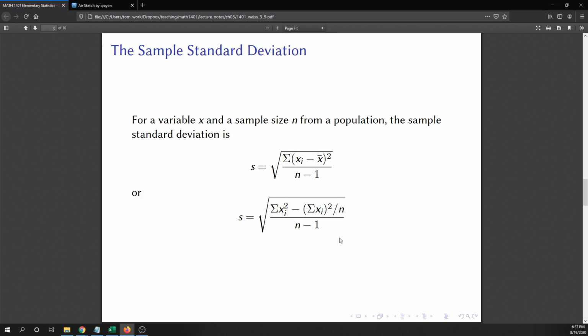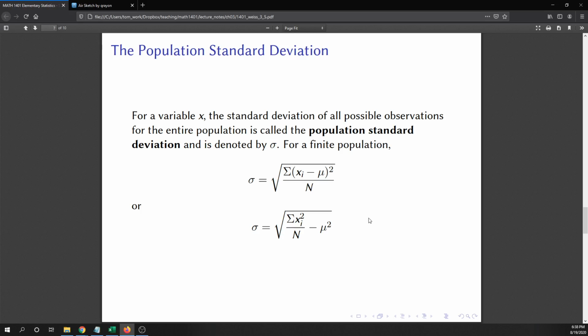It's just less steps involved, and therefore you're less likely to make an error, in my opinion, by using the second formula. Okay. So we already talked about this in a previous video. I'm not going to talk about it a huge amount here. Okay, so in the next slide, we also have a population standard deviation, right?